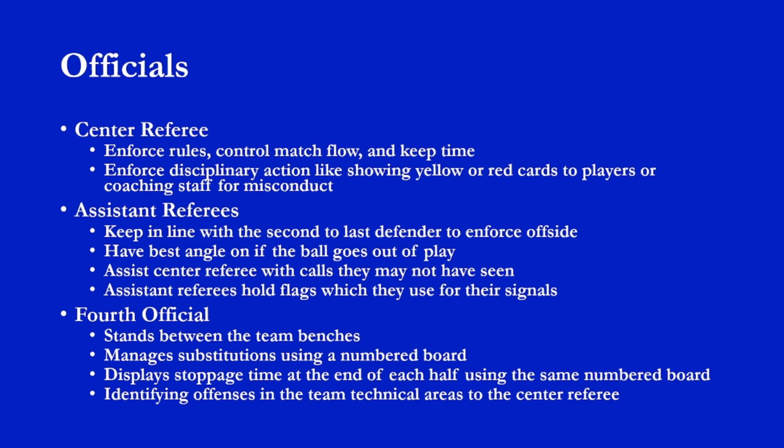You'll see the 4th official whenever the big number board comes out. They hold it over their head to show who's being substituted in and out of a match. They also display how much stoppage time there will be at the end of a given half with that number board. Fourth officials are often the admin side and make sure substitutions are done correctly to follow the rules and everything's being kept track of. They can tell the referee that someone said something that violates the rules so the referee can show them a card as well.